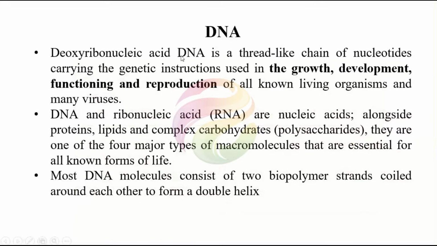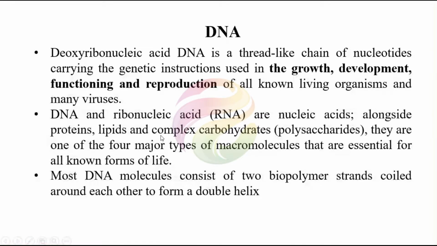So DNA is the deoxyribonucleic acid, the thread-like chain of DNA. Just like in proteins we have a long chain of amino acids, in the case of DNA we have a chain of nucleotides. Nucleotides are ATGCs, and that carries the genetic instruction used in the growth, development, functioning, and reproduction of all living organisms, as well as many viruses. Okay, DNA and RNA are nucleic acids. So alongside proteins, lipids, and complex carbohydrates, they are one of the four major types of macromolecules.